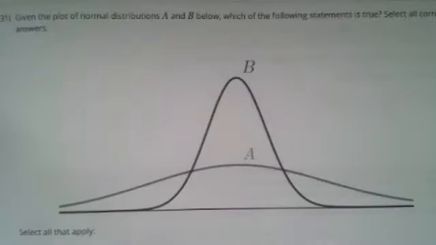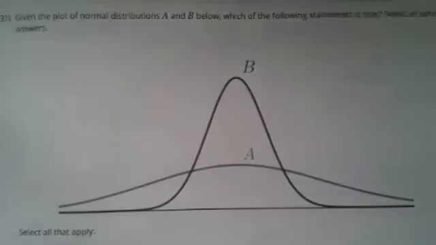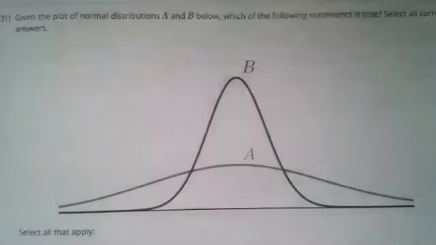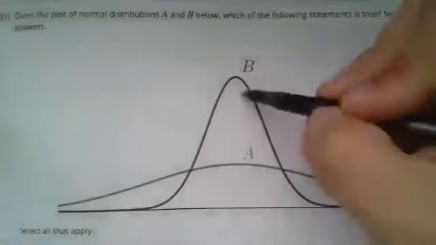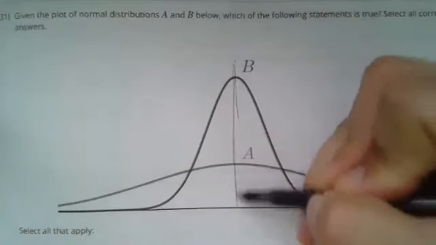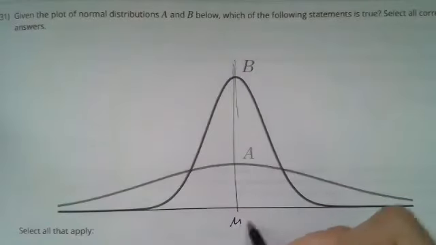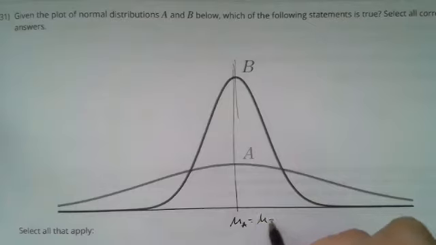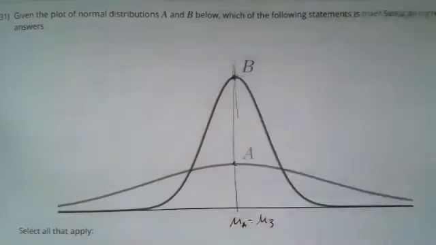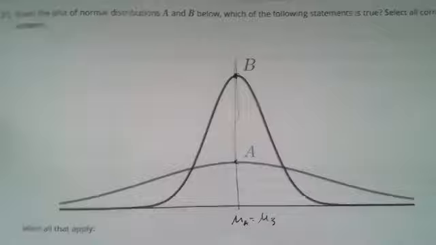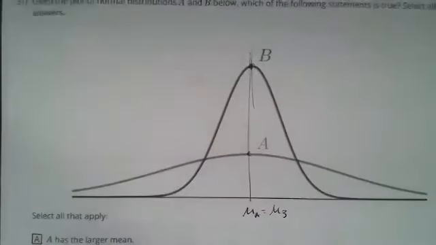All right. So given the plot of normal distributions of A and B below, which of the following statements are true? Select all correct answers. Okay, so here we have two distributions that appear to be cut in half on the same point. So that means that their means are equal. So the mean of A equals the mean of B because they have the same axis of symmetry, you could say. So the means are equal.